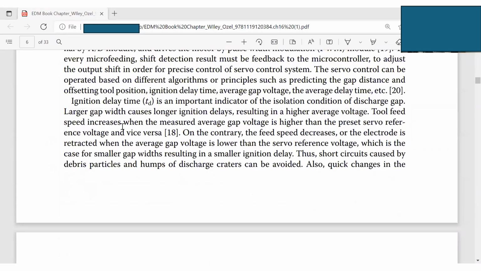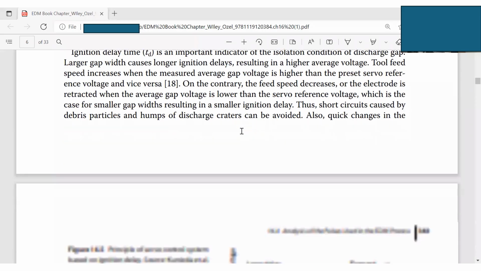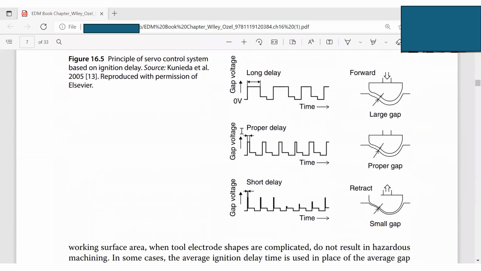Now this paragraph talks about ignition delay time. It is an important indicator of the isolation condition of the discharge gap, and a larger gap width causes longer ignition delays, resulting in a high average voltage. You take a look at this paragraph by yourself. So here is the principle of the servo control system based on this ignition delay.